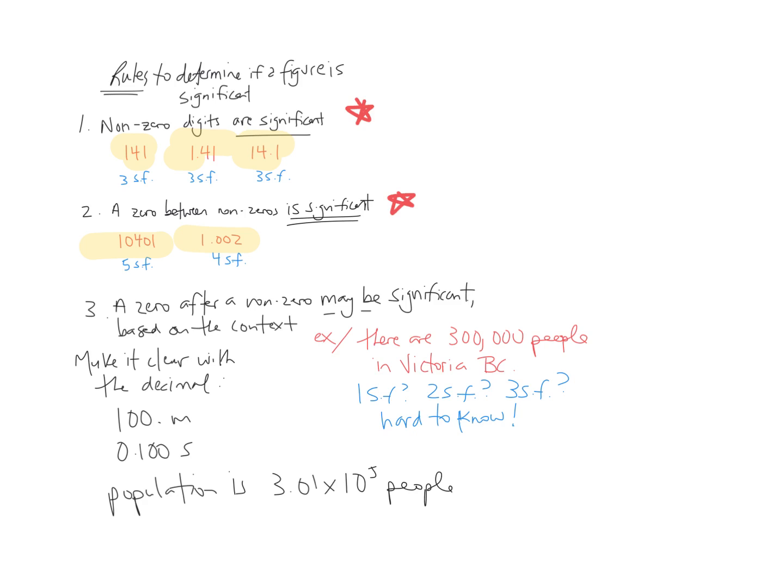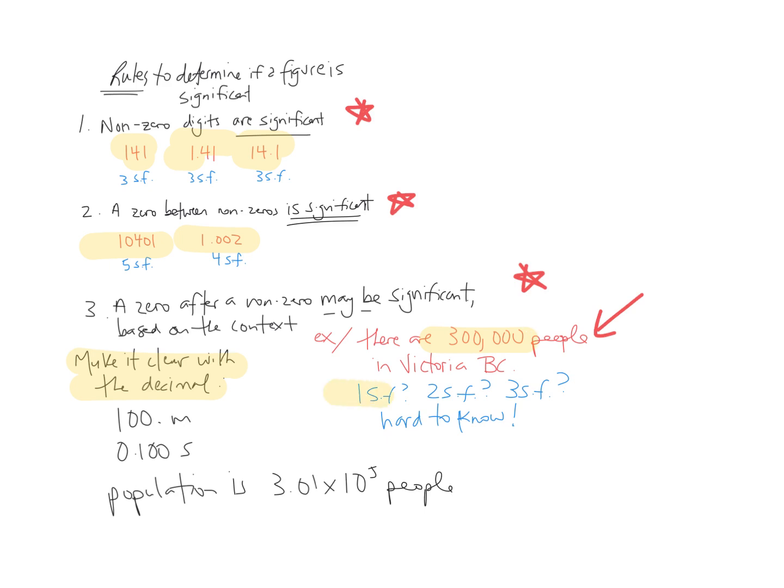The third rule is that a 0 after a non-zero may be significant based on the context. So this one you have to apply a little bit of logic and context. Ideally, we want to make it clear by using the decimal. I'll show you in a second. But if you're given a value like 300,000 people in Victoria, British Columbia, it's actually ambiguous. It's not clear how many significant figures you should regard in that number.